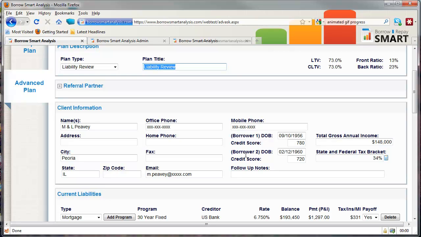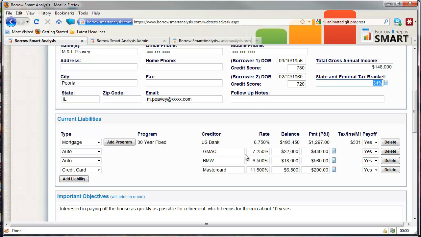And this particular advisor told me that he had two loan officers that he basically spread his business out back and forth. The client's in Peoria, Illinois. I just covered up their information, but you can see here September 10th, 1956. This client's 55, and they're 10 years out from retirement. They estimated their credit scores. He doesn't have to know any of this. He asked them what they thought their credit scores were. His wife's a few years younger. They have $148,000 of income, and they're in a 34% state and federal tax bracket.